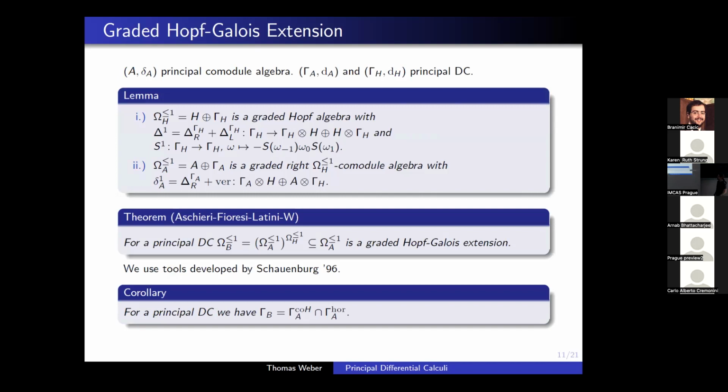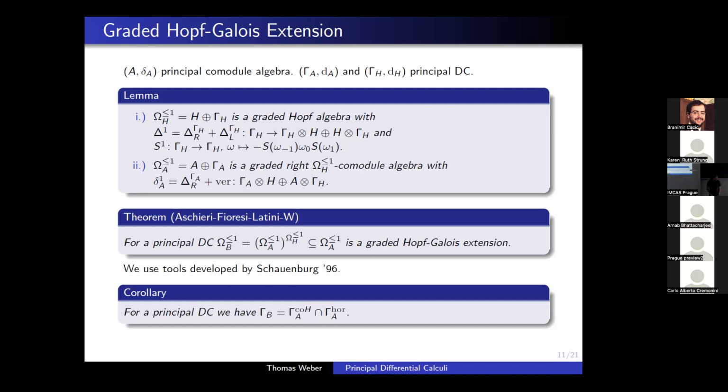Now this next slide is a little bit to motivate this definition of principal differential calculus. What is this good for? You know that the main goal of the talk was somehow to get a graded Hopf algebra extension from this definition, and here I try to show you how this works. Given a principal comodule algebra and a principal differential calculus, we have the following lemma. We can, of course, see this omega H as a graded Hopf algebra.